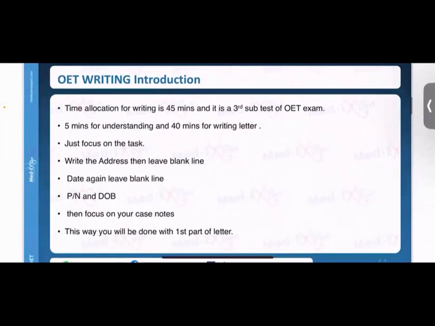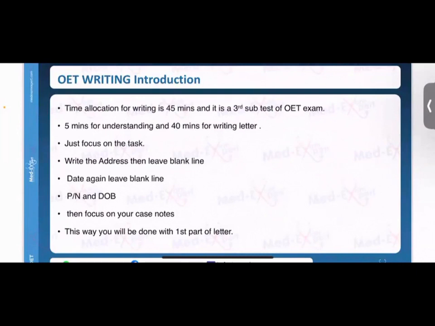So now let's start with the introduction of the writing module. For this module, we have a time allocation of 45 minutes, and it is the third subtest of the OET exam, with listening and reading being the first and second. Then there comes the writing, and you only have to write one letter in the OET exam.